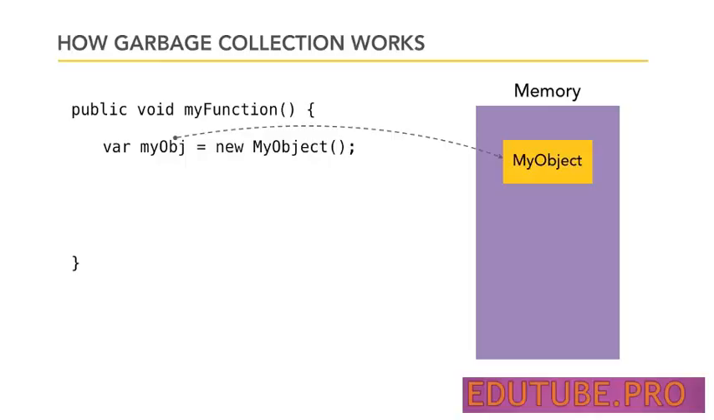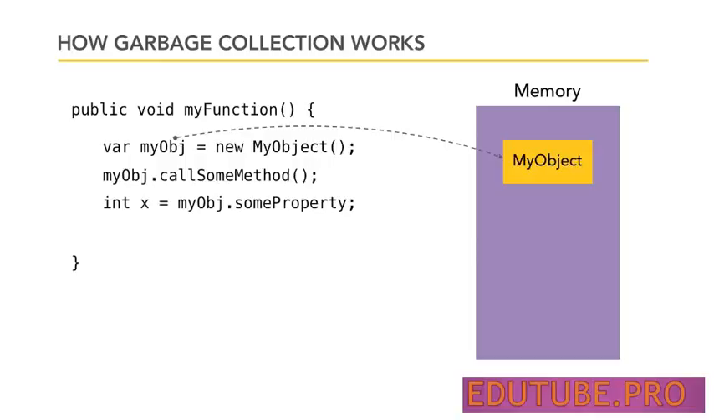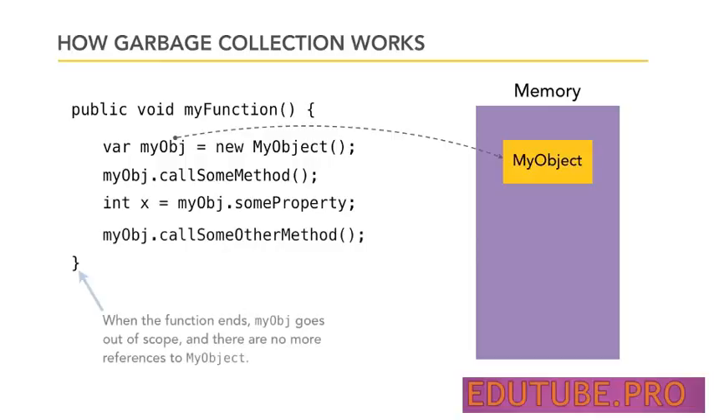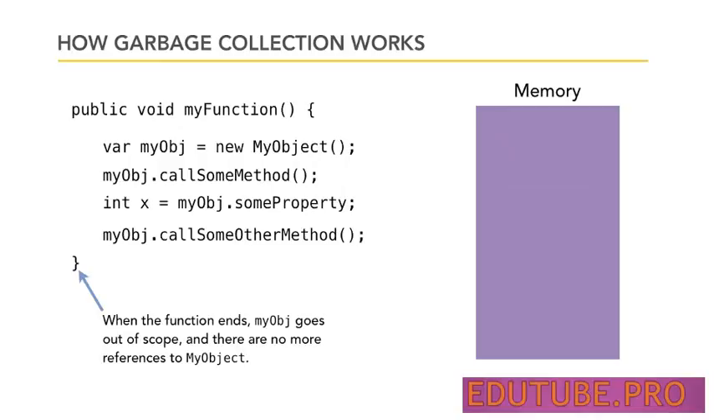Now, you can go and do a bunch of things. You can call a method, you can set a property, you can call some other method. But when that function ends, that myObj variable is going to go out of scope. And at that point, there are no more references to my object. Because that variable is gone now, that little reference line disappears, and the garbage collector comes along and says, hey, no one's using that thing anymore. I can just return that object back to the memory pool.